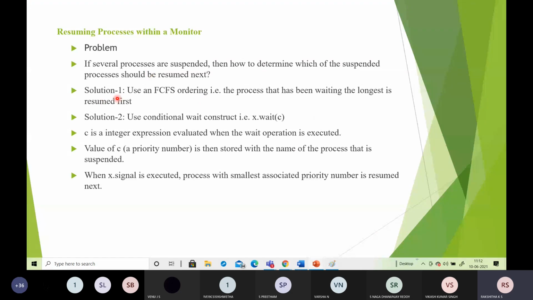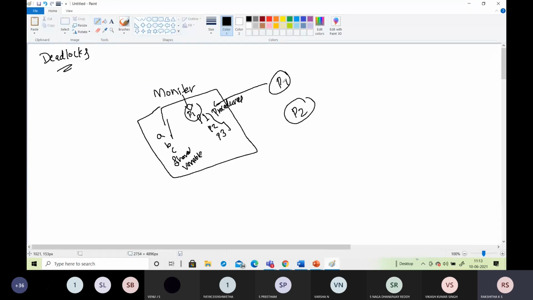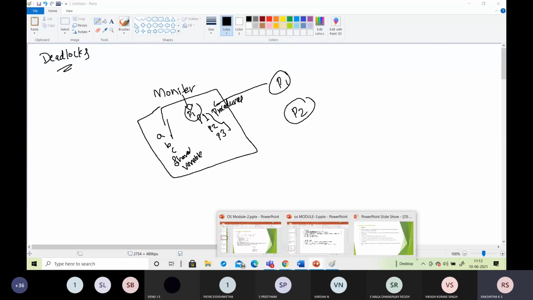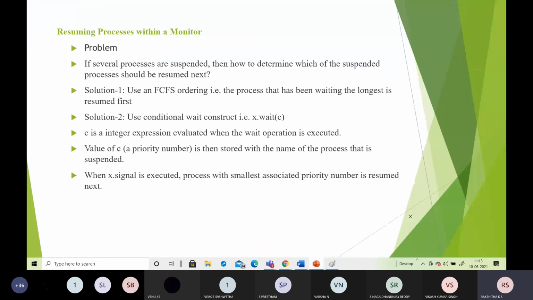One solution is to use an FCFS ordering, that is, the process that has been waiting the longest is resumed first. So what is the solution for this problem? The first come first serve ordering. For example, here P1 has first come into the monitor and has been waiting for a long period of time. Then P2 entered into the monitor. Which came first, that is first come first serve, so that has to be released first.